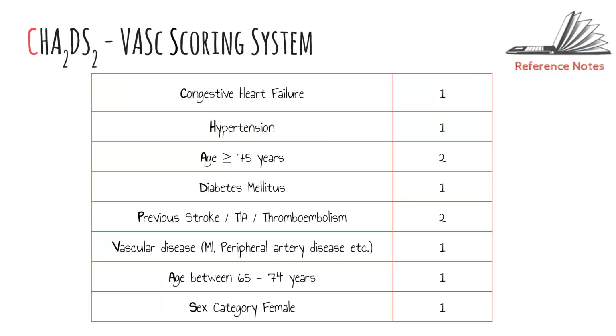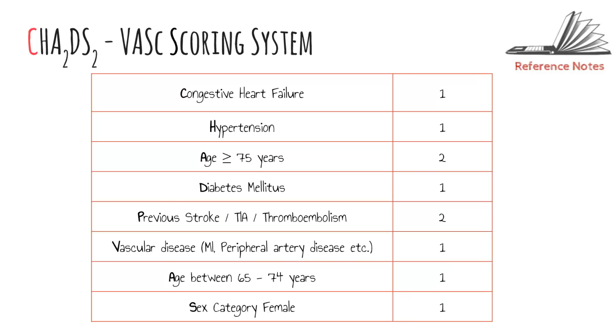The CHA2DS2-VASc scoring system is commonly used in clinical practice, and there are a lot of tools online that you could use to just enter the data and get the required score. But the criteria that are looked at, or the points that are looked at, are the presence of congestive heart failure, hypertension, age more than 75 years, diabetes, any history of previous stroke or thromboembolism or transient ischemic attacks, the presence of vascular disease, and there are other categories as well, which is age between 65 to 74 years and female patients.